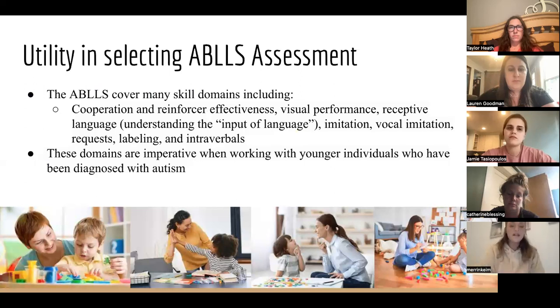So utility in selecting ABLE's assessment. The ABLE's covers many skill domains, including cooperation and reinforcer effectiveness, visual performance, and receptive language, so understanding the input of language. Basically, that would be if I put 2 cards out in front of the table, one of a dog and one of a cat, and then were to say, touch the dog, and they touch the dog. Also imitation, vocal imitation, requests, labeling, and intraverbals. These domains are imperative when working with younger individuals who have been diagnosed with autism.